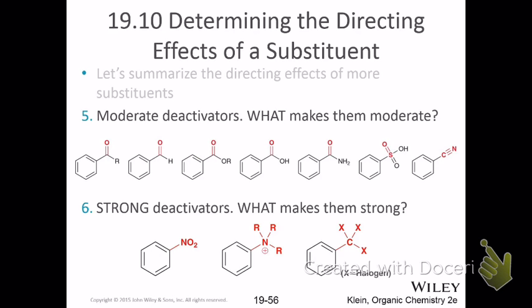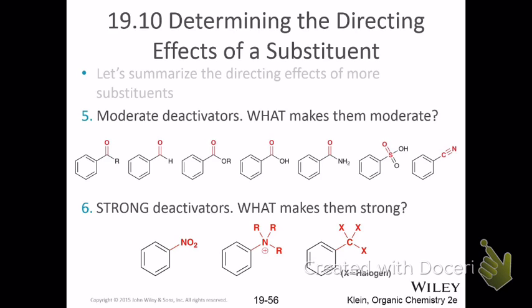Because it's splitting time. The carbonyl is trying to take electrons from the ring. It's also trying to take electrons from the oxygen, so it's splitting its time there. Let's see, what else is there? Are those switched too? I think those are switched too. Well, that's okay. You don't have to know exactly what the order is.